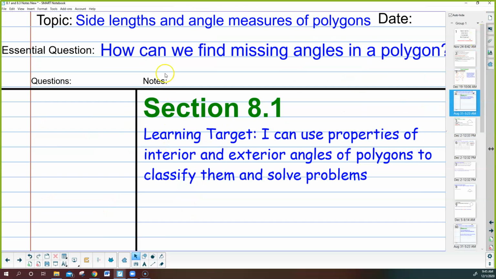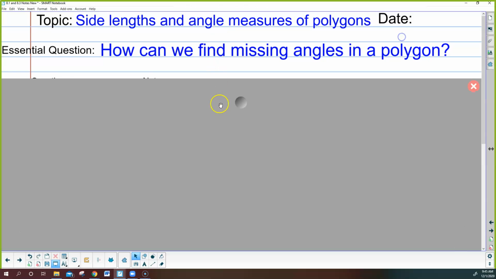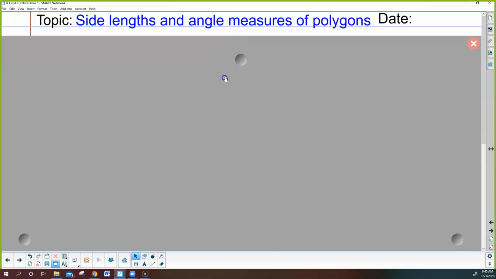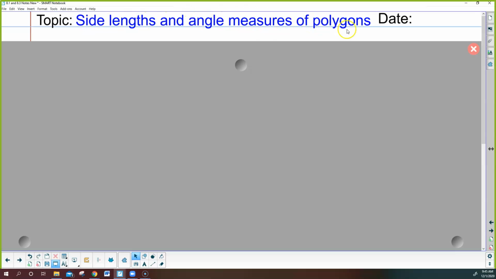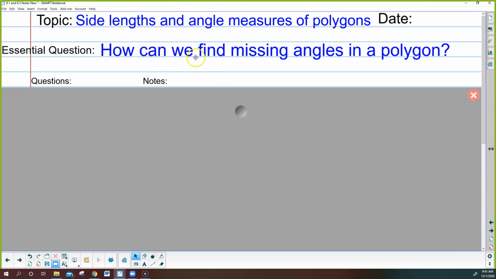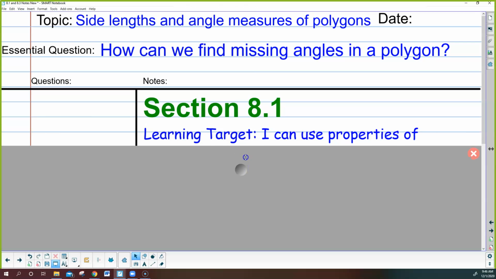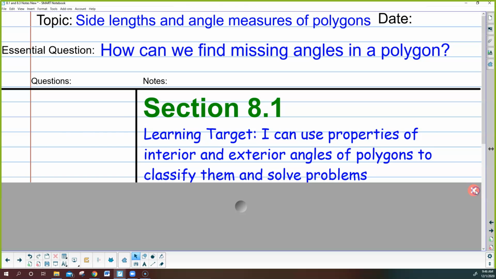All right, so we're going to jump into our notes today, and we're going to start with section 8.1. If you want to label the topic as side lengths and angle measures of polygons. So we're going to look at just polygons in general, and then we're going to get more specific into four-sided polygons, which are quadrilaterals. All right, and then we're going to look at how we can find missing sides and missing angles in polygons. That's our essential question. And this is section 8.1. You don't have to write the learning target.